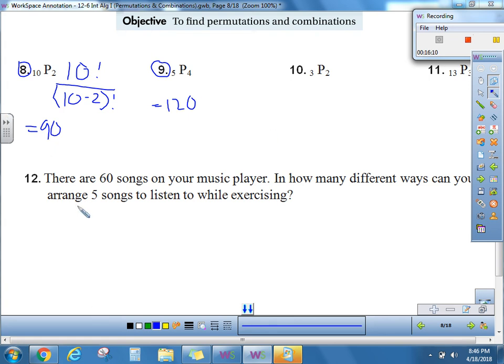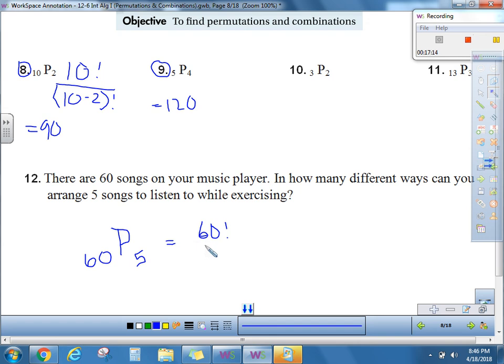Okay, the next one. We have 60 songs on our music player. In how many different ways can you arrange 5 songs to listen to while exercising? So I have 60 songs total. This is a permutation. The order that you play those songs matters for this one. A different order is a totally different playlist. So we have 60, and we're arranging 5 of those at a time. So to set this up, we're going to have 60 factorial over 60 minus 5 factorial.